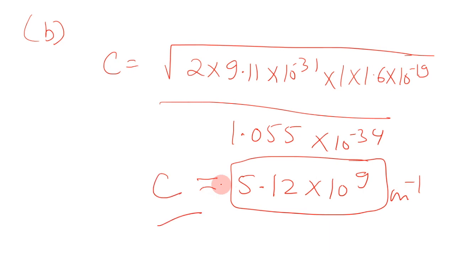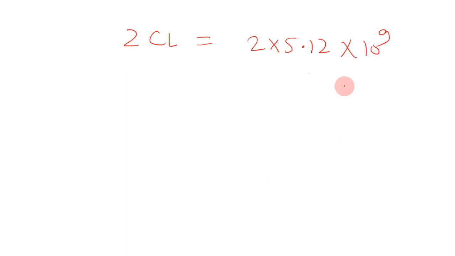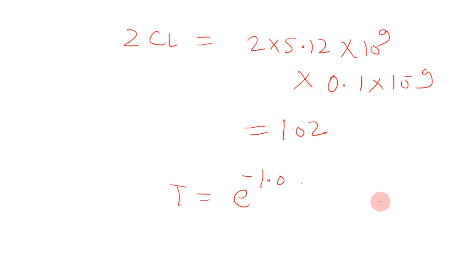Now for the second part, you have to calculate T also. You have calculated C, so 2CL is equal to 2 times 5.12 times 10 to the power 9 times L, which is 0.1 times 10 to the power minus 9. So this comes as 1.02. So T for the second part is equal to e to the power minus 1.02, which is 0.359.